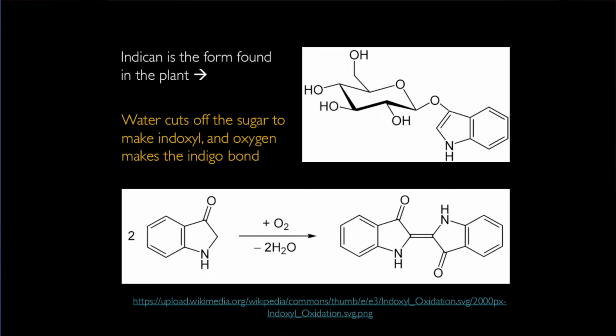And then oxygen results in 2 indoxyls forming a bond. This makes the color indigo. So you need a special plant, and you need oxygen. Oxygen is making that color appear.